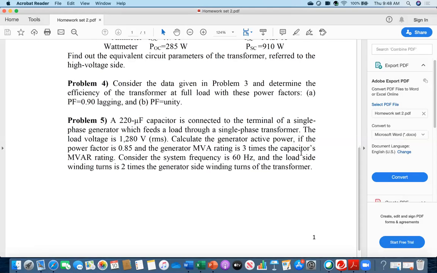first you have to find out the capacitor reactive power rating. And then I said, okay, express it in megawatt. Therefore, whatever you calculate in terms of var, then convert into megawatt. So therefore, generator MVA will be 3 times of that. And then I think the rest of the information is given.